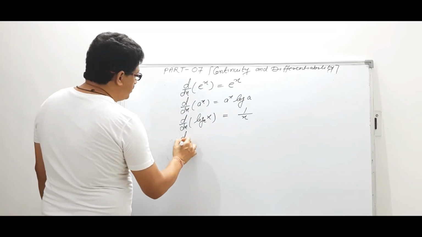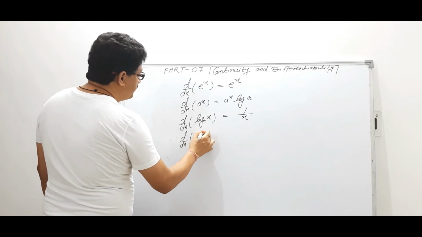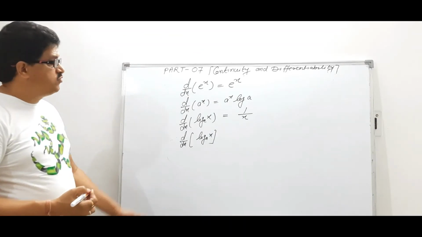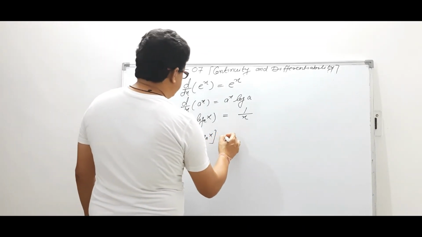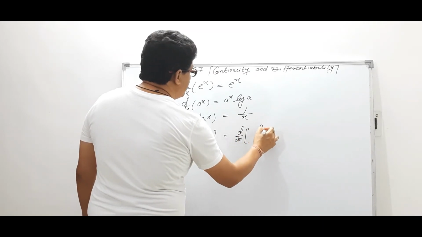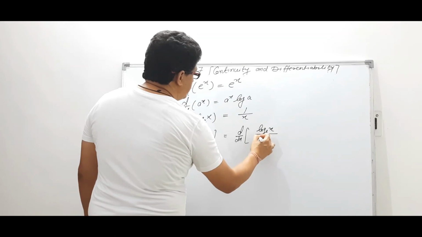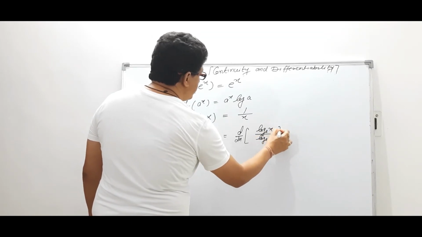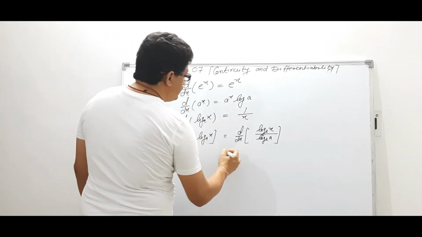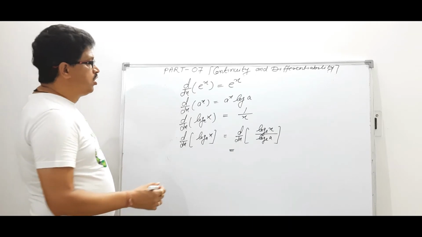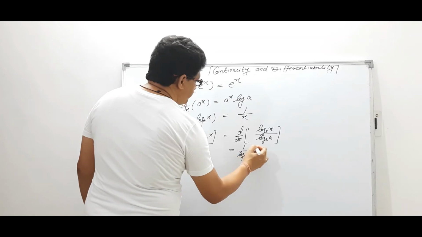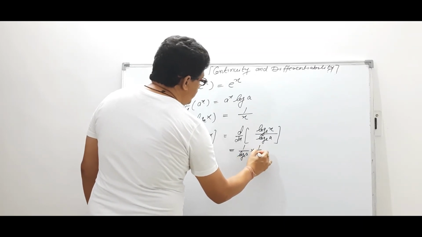If we have differentiation of log with different other base a, then you have to change base first. Differentiation of log x upon log a. Log a is constant and log x is 1 upon x.